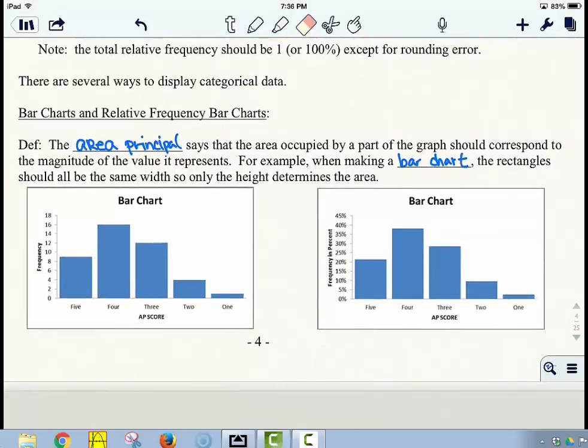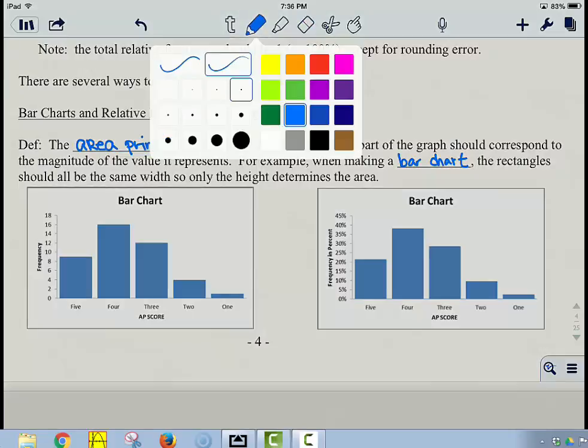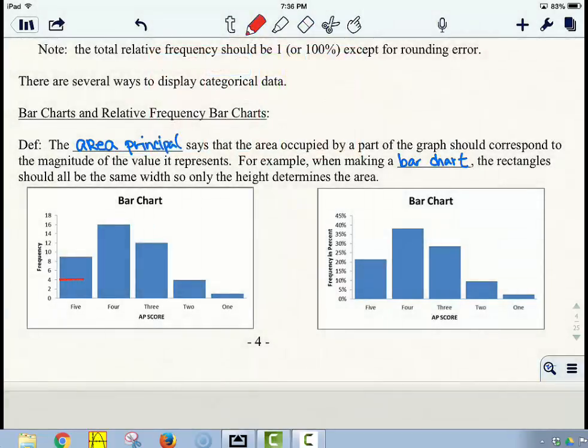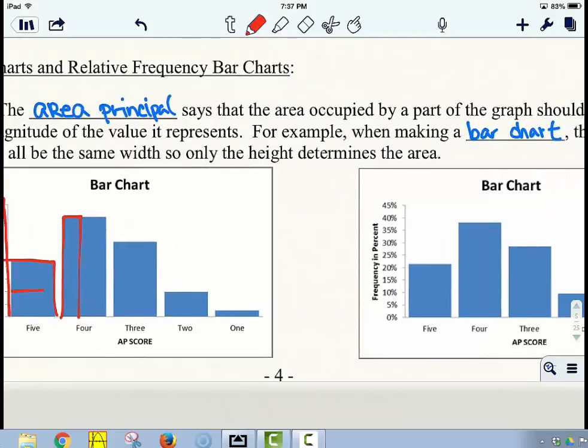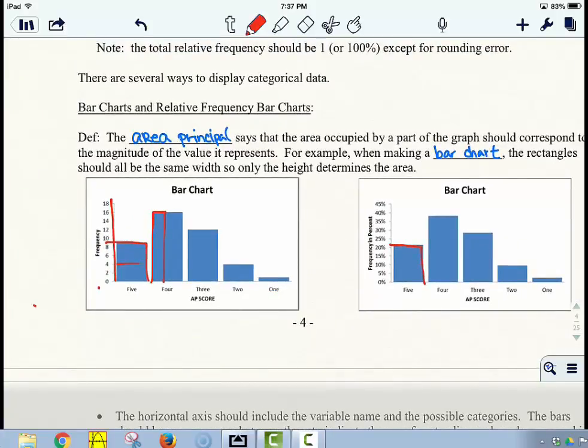Obviously, these are bar charts, whether they're horizontal or vertical. And the key thing is that the widths here are the same. I didn't make one skinnier, which could misrepresent the data. Also, I talked about a bar chart and a relative frequency chart. Really, the only difference is here's a bar chart where we were counting up that I had 9 kids that got a 5, versus here, this is 21.4%. It's the exact same picture. We just have counts versus percents.